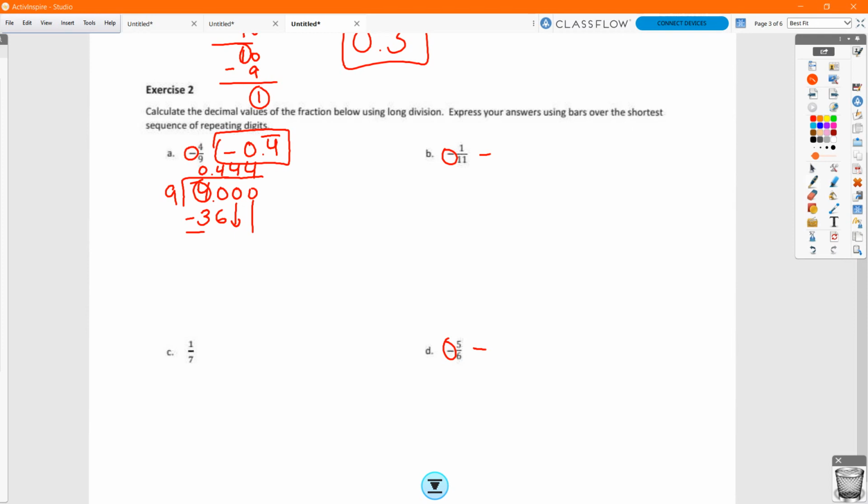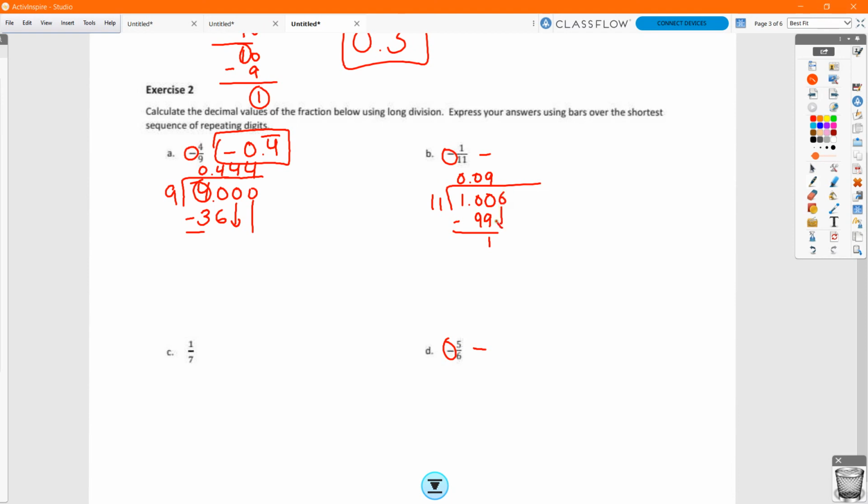Now we've got a negative 1/11. 1 divided by 11. 11 cannot go into 1, we put a 0. Add our decimal, add another 0, put our decimal up here. 11 cannot go into 10, so we add another 0. Now we add another 0 here. 11 can go into 100 9 times. 9 times 11 is 99. Subtract, I get 1. This looks like it could be a repeating one, so let's try it again.